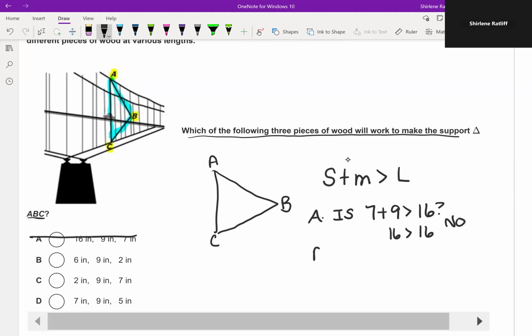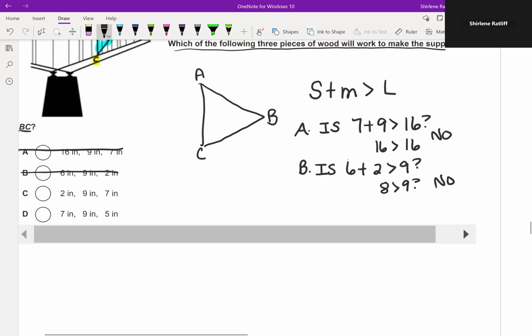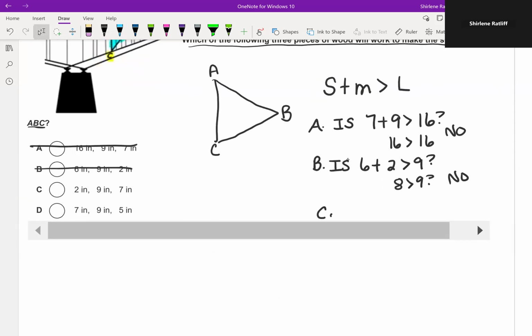B, is 6 plus 2 greater than 9? Is 8 greater than 9? No. So the correct answer is not B. All right, let's keep on checking. C, is 2 plus 7 greater than 9? Is 9 greater than 9? No. So the correct answer is not C.